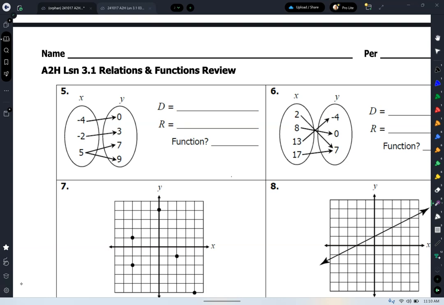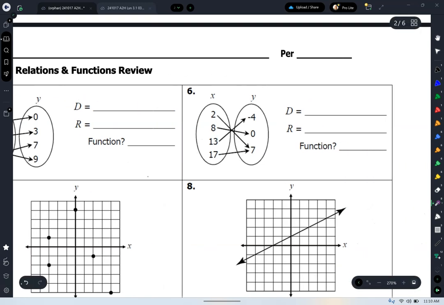Okay? No, it's fine. No, it's fine. 5 just is too big. It's not a function. Oh, you're right. And over here, 2 is partnered with 7 and 13 is partnered with 4. It's the x partnering with the y.